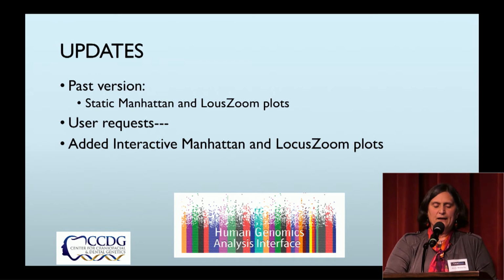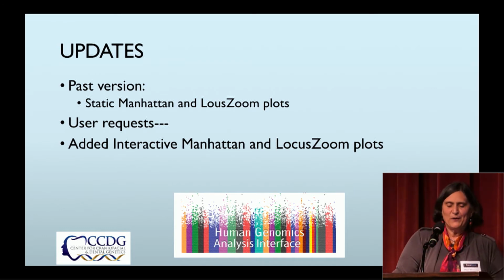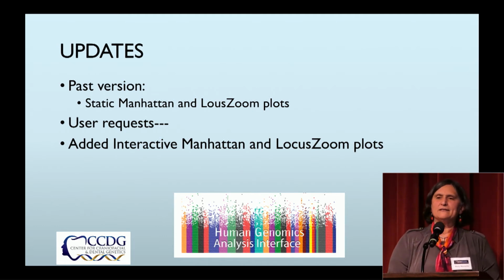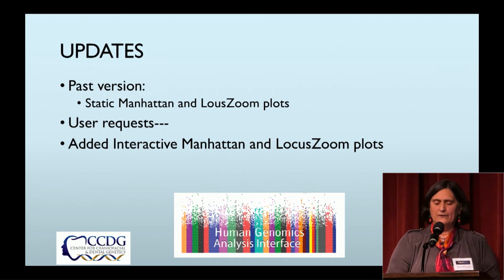We had that working well, had a lot of visits to our site, but then started getting requests from users. How come we can't zoom over the points and figure out what the SNPs are? And I'm really interested in this gene. How do I quickly find it when we're talking about these static Manhattan and locus zoom plots? We had some customized tools in there to be able to do that, but not to the degree that some of our users were asking for.